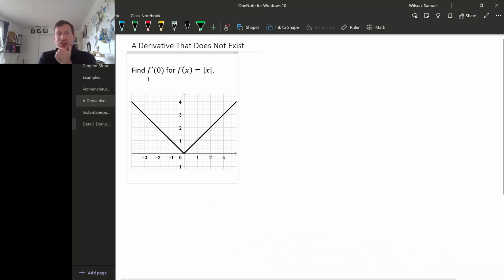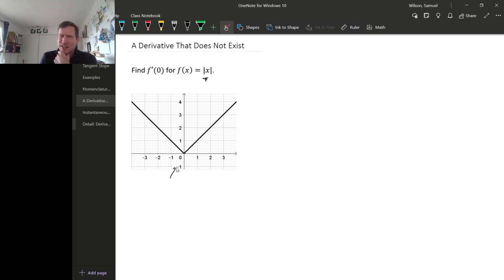So let's try to find f prime of 0 for this function, the absolute value function. Now, even before we do a calculation, this should seem kind of suspicious because at x equals 0, what would you say the tangent line is for this function? I mean, is it like this? Is it like that? Is it like this? Is it like that? It's not really clear what the tangent line should be. So it's not really clear what the derivative at 0 should be either. But let's see what happens when we just try to calculate this derivative.